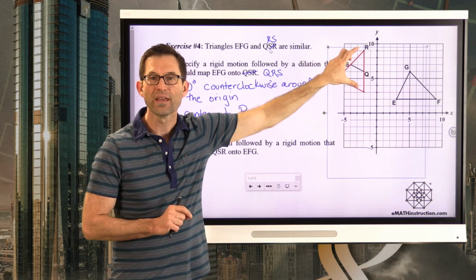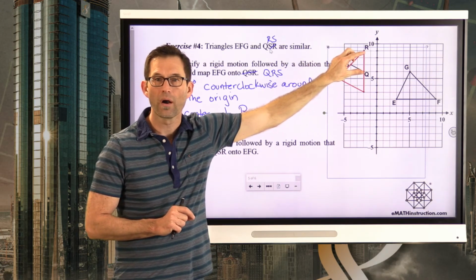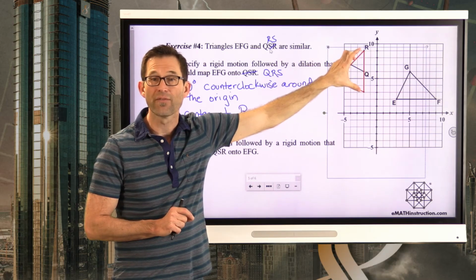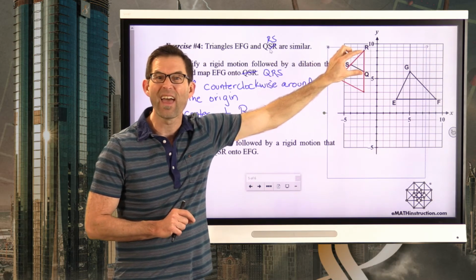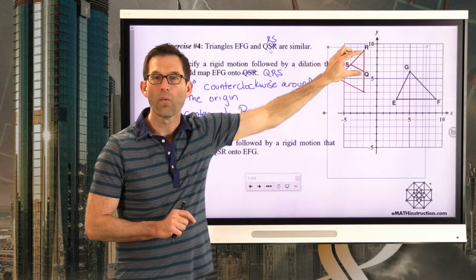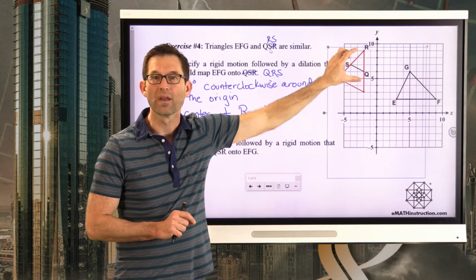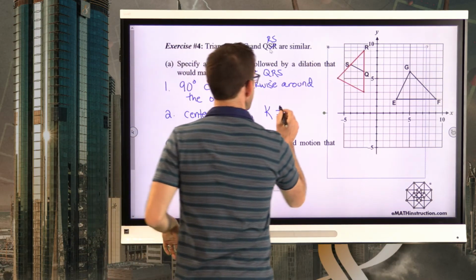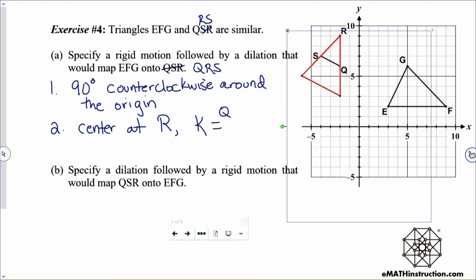And the easiest lengths to use are the lengths of QR and EF. And remember, QR is my end goal. That's the one that I want. This is the one I'm beginning with. So K is going to be equal to QR divided by EF. QR is 3 units long. EF is 6 units long. So I need a dilation constant of 1/2.